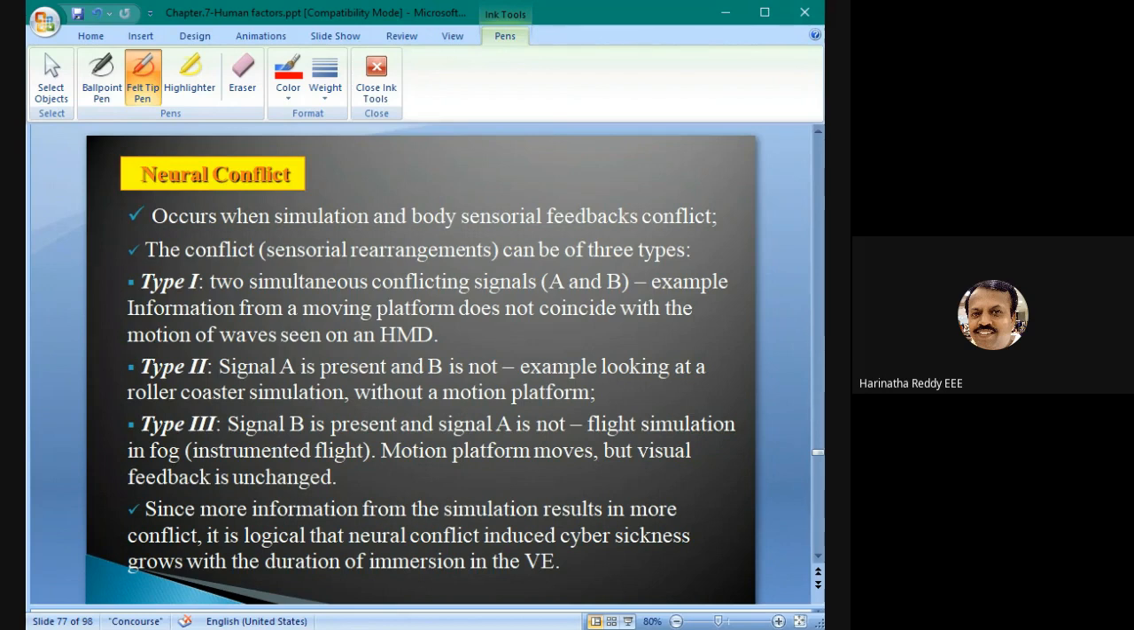Looking at a roller coaster simulation without a motion platform is an example of type 2 neural conflict. For type 3, the example is flight simulation in fog. The motion platform moves but the visual feedback is unchanged.